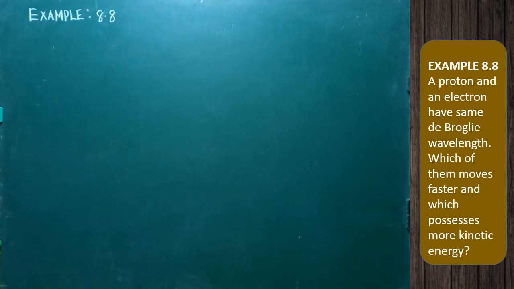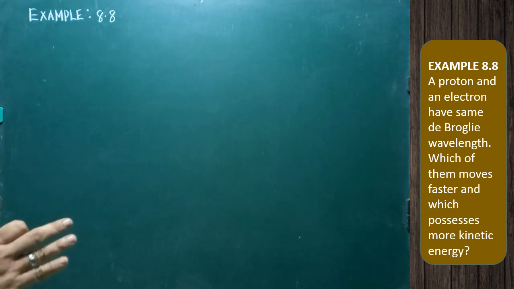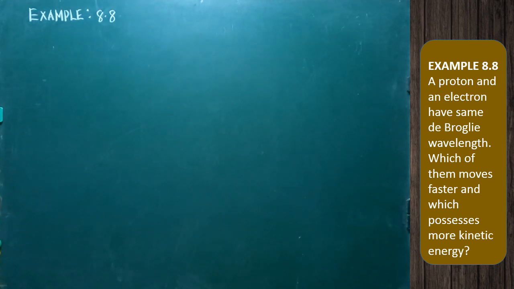First, you are supposed to know the formula. Two questions are asked. One is, among the proton and electron, which one moves faster? Which one moves faster means you have to calculate and compare the velocity. The second thing is you have to compare the kinetic energy of the proton and electron. Two things to be analyzed.